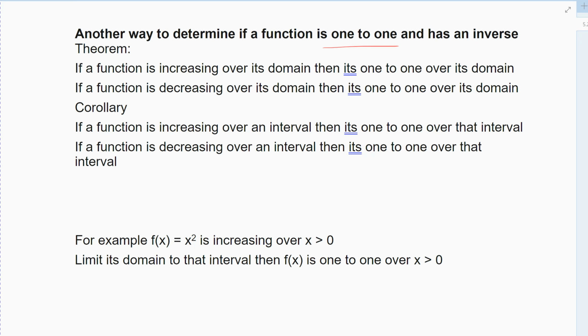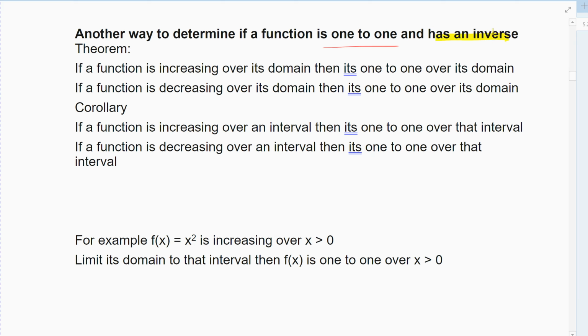We have trig functions, but as it turns out, most of my trig functions are not one-to-one. And so what they do is they do a little trick to force them to be one-to-one, and it's this theorem that does that. Alright, so one-to-one functions have inverses.